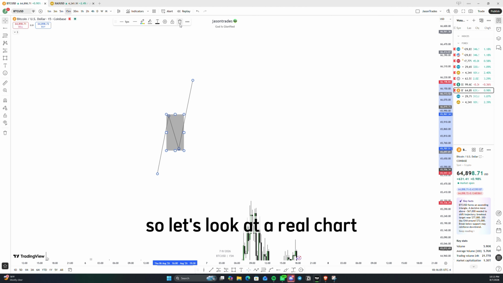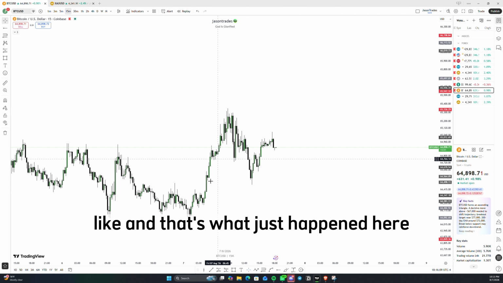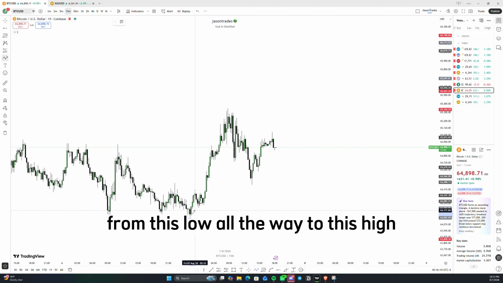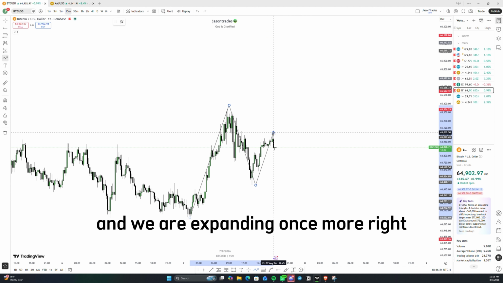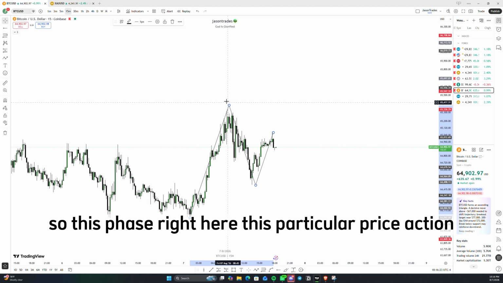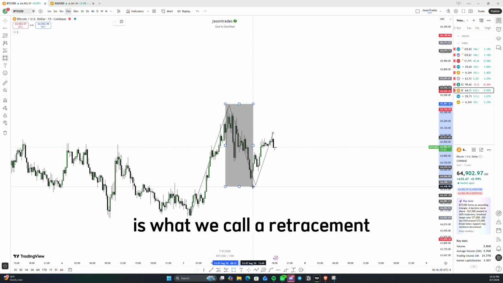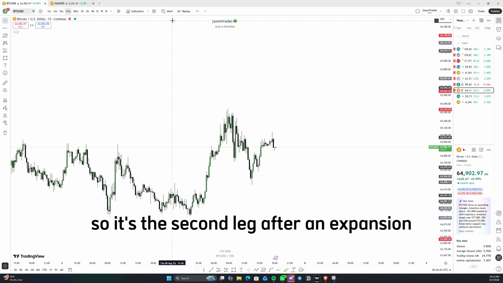So let's look at a real chart example of what a retracement looks like. That's what just happened here. You can see our first phase: we are expanding right from this low all the way to this high. Then we have a retracement and we are expanding once more. So this phase right here, this price action retracing the steps of the previous expansion, is what we call a retracement. Always remember, a retracement can only occur after an expansion. It's the second leg after an expansion.